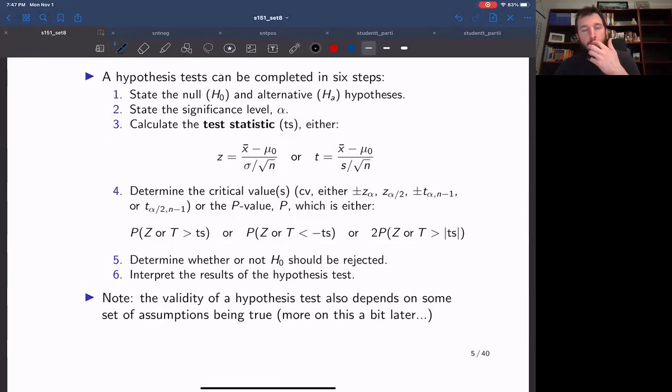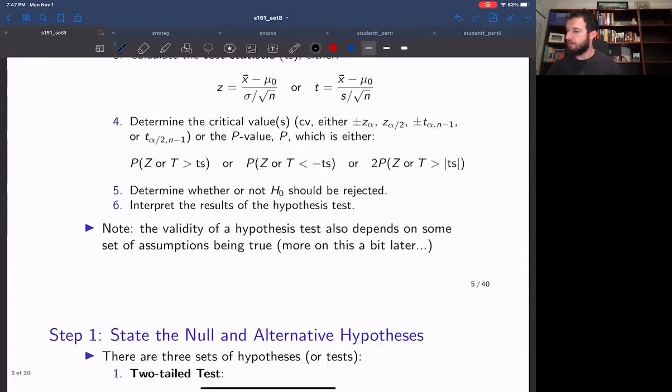Once you complete step 4, you then make a decision about H naught. So you decide if you're going to reject or not reject H naught, which is based off step 4. And then on step 6, you interpret the result of the test. So basically, assumption check, step 1 through 6. That's how the hypothesis test works.